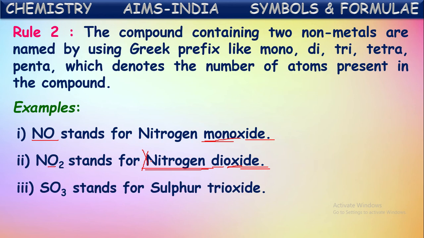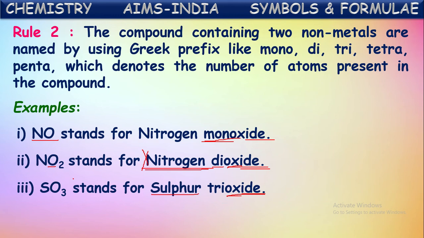The compound formed between sulfur and oxygen. See, there is only one sulfur atom, so it is mentioned simply as sulfur. As it is the first non-metal in the compound, we need not mention mono. We should not say monosulfur because it is the first element with a single atom. So we can directly say sulfur. The second non-metal in the compound is oxygen. Its name is mentioned here, and ide is attached by eliminating some letters. Now it became sulfur oxide.